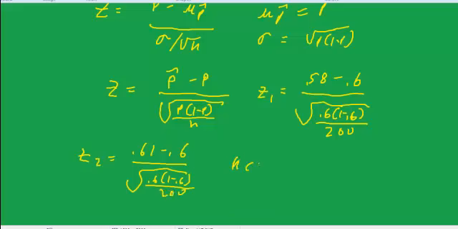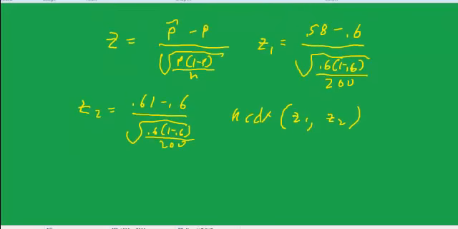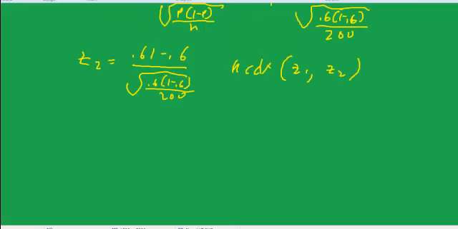And then we can use this normal approximation, normal CDF, from z1 to z2 to get the probability that we draw a sample of 200 where the sample proportion falls between 0.58 and 0.61. Okay, so that's all the uses of the normal.